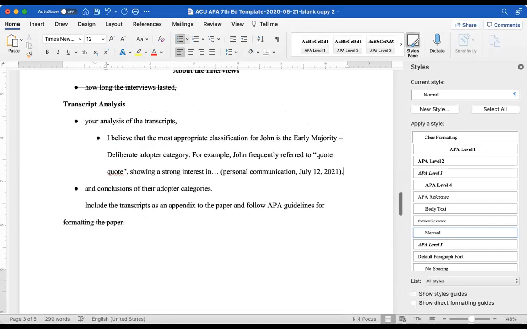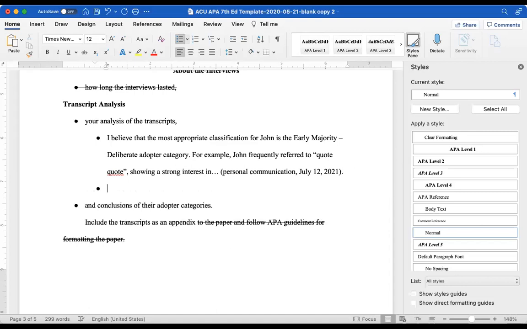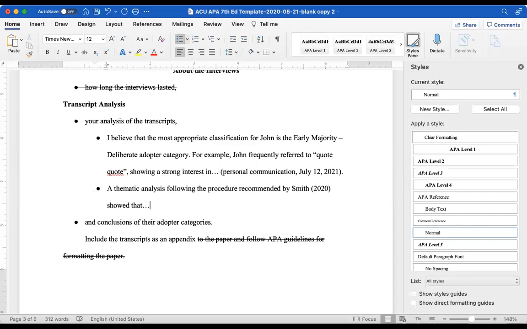Okay, let's see, other things. Analysis of the transcripts. So how did you do that? There are a number of different ways. One of them is to do, for example, word cloud analysis, where it shows you the most frequently mentioned terms. You could do a thematic analysis, but tell us how, and just explain your rationale here.